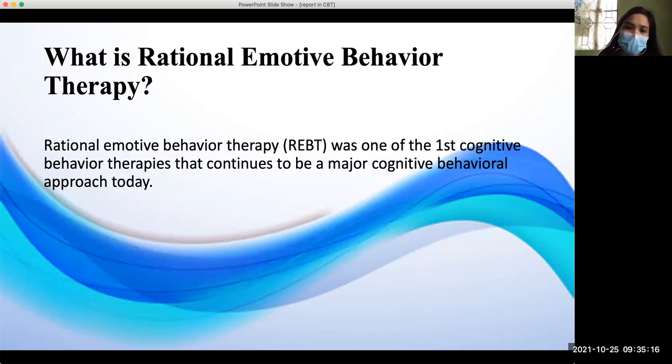Rational emotive behavior therapy or REBT was one of the first cognitive behavior therapies and continues to be a major cognitive behavioral approach today. The basic assumption of REBT is that people create their own psychological problems by the way they interpret events and situations. REBT is based on the assumptions that cognitions, emotions, and behaviors interact significantly and have a mutual cause and effect relationship.